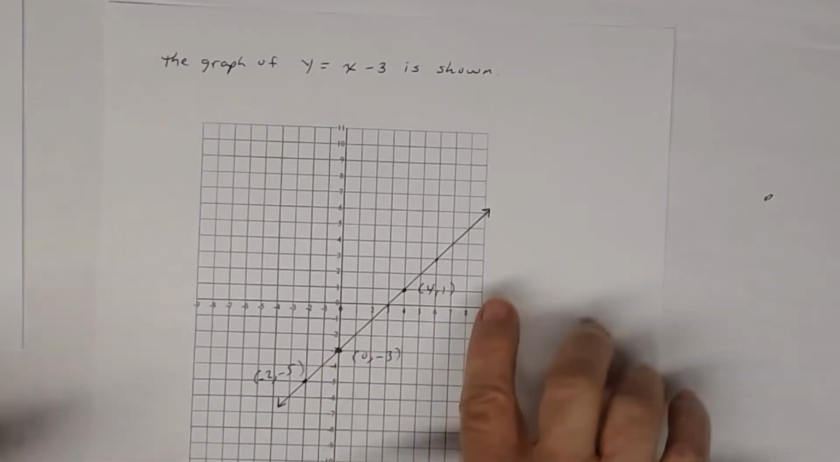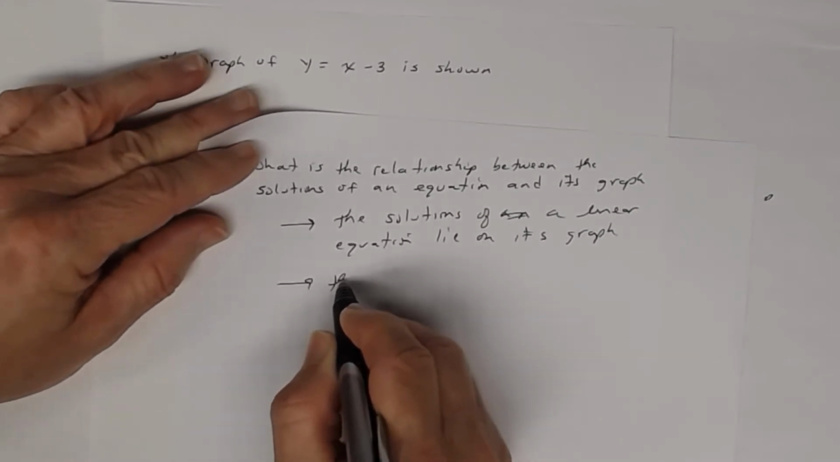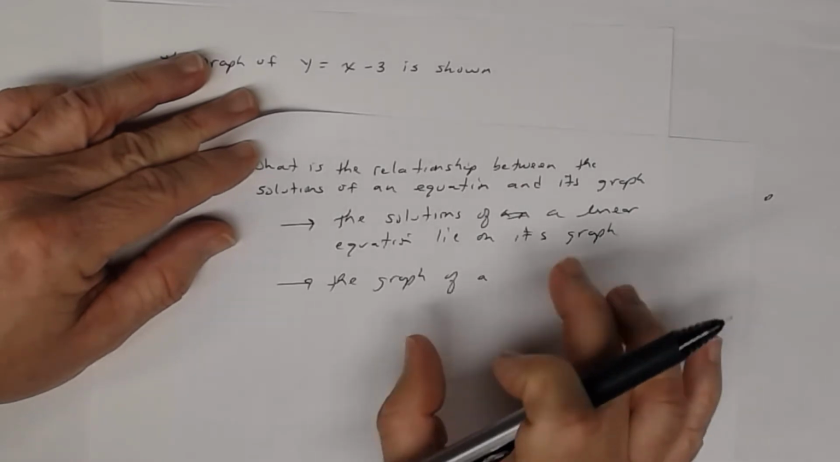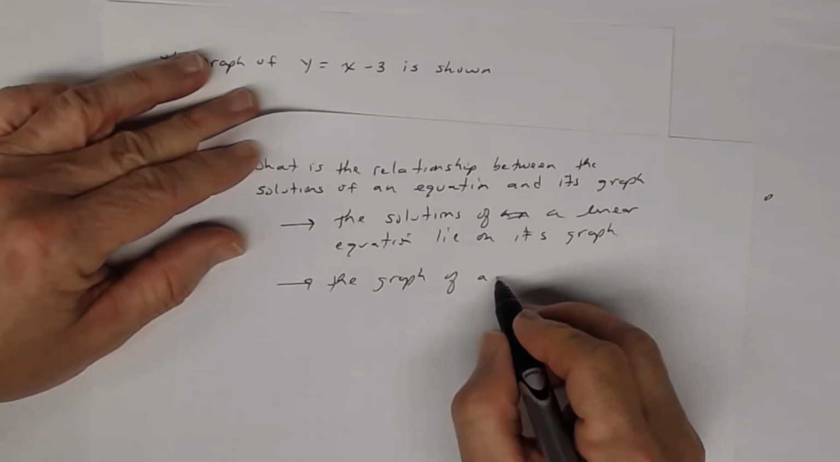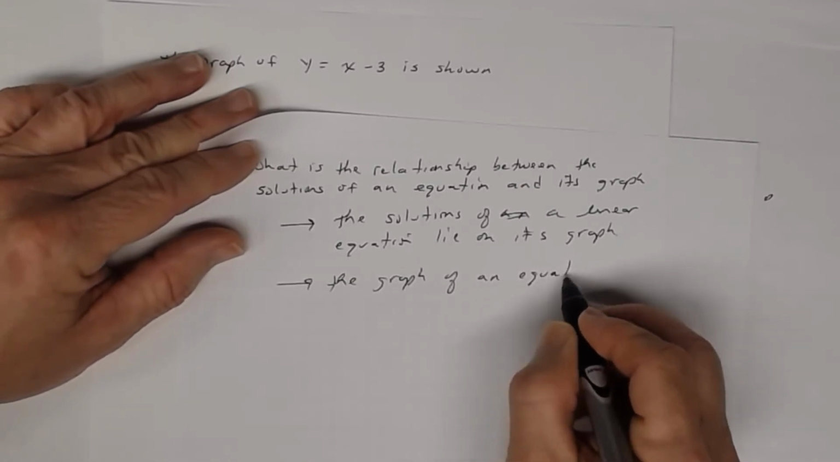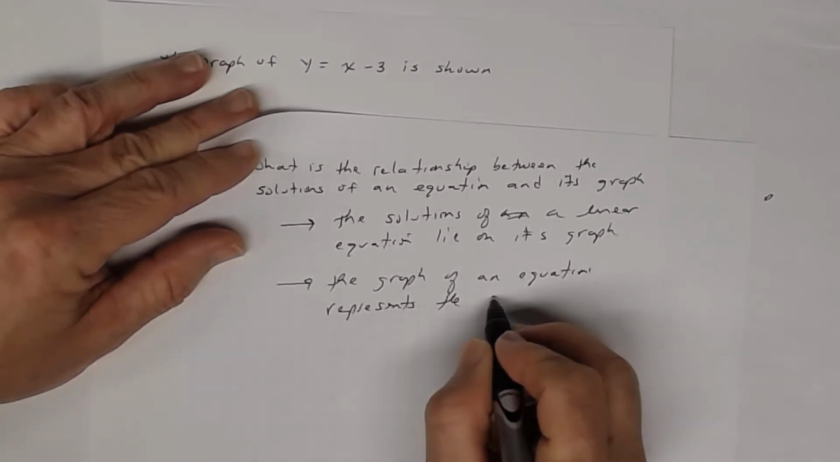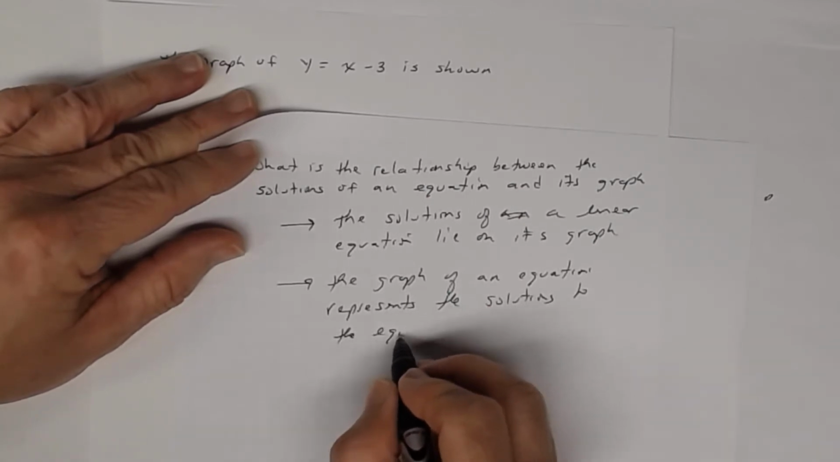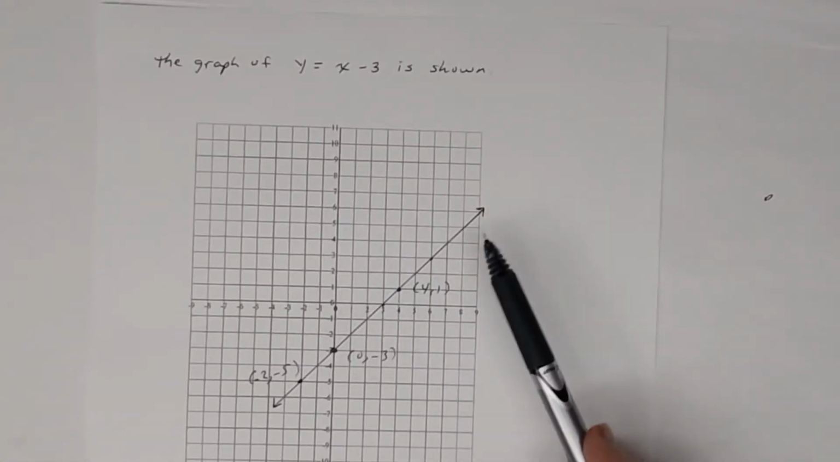Notice we have arrows on both ends. All right, so it keeps on going in both directions. So another way of saying this is: the graph of any equation, and we're dealing with linear equations, but it could be for any equation though. The graph of an equation represents the solutions to the equation. So whenever you're graphing, you are graphing the solutions.